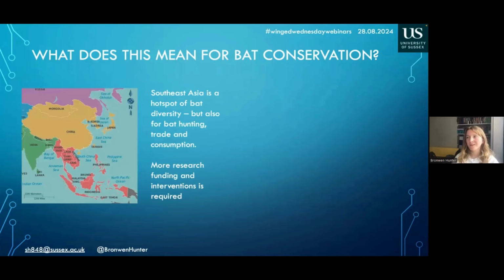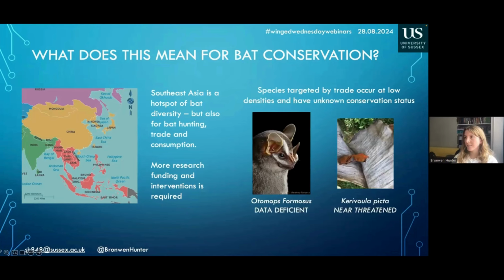What this PhD has also shown is that some key locations and species definitely need more attention. So in all chapters of the PhD, Southeast Asia was identified as the key hotspot of this threat. And that's concerning because it's also a hotspot of bat diversity. So I hope this highlights that much more funding, research and intervention is needed in this region.